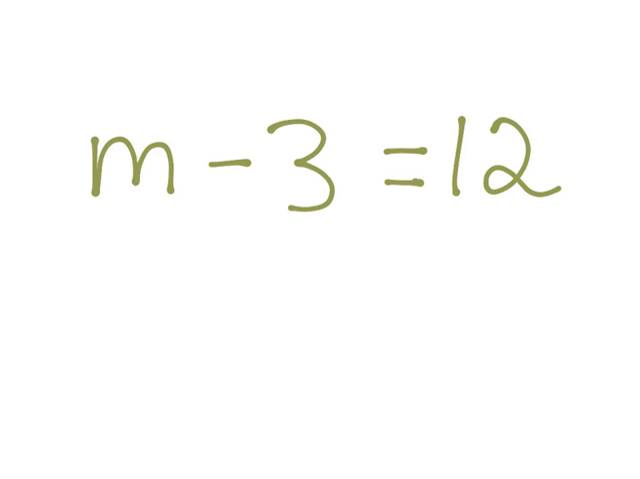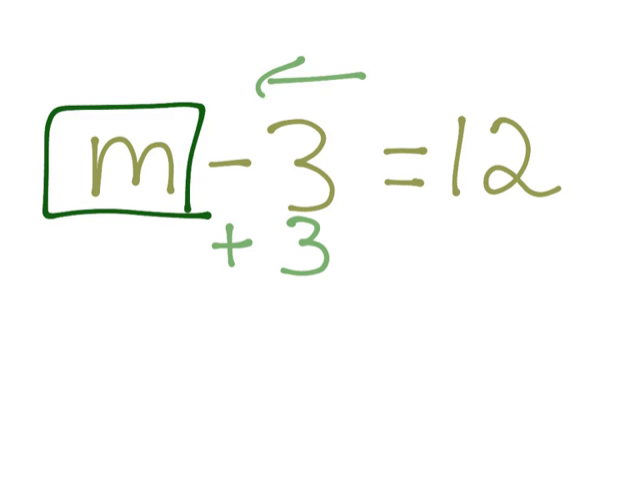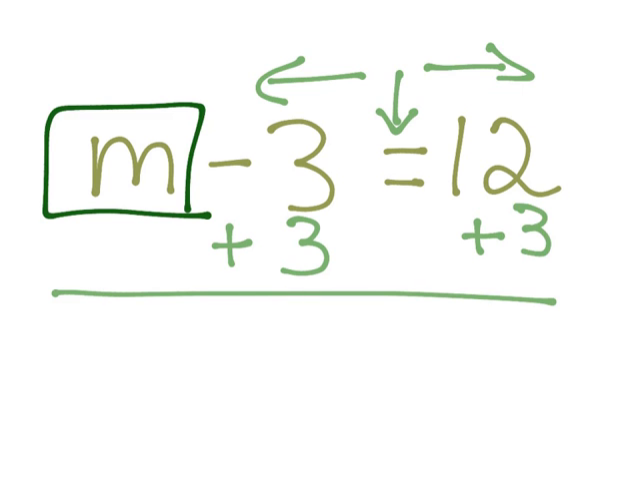So if I have m minus 3 equals 12, my goal is to get this m by itself. So what do I have outlaying here? Is this negative 3 or minus 3. So I'm going to do the inverse of that, or the opposite. So I'm going to add 3. But remember, whatever you do to this side of the equal sign, you got to do to the other. So I'm going to add 3 over here.